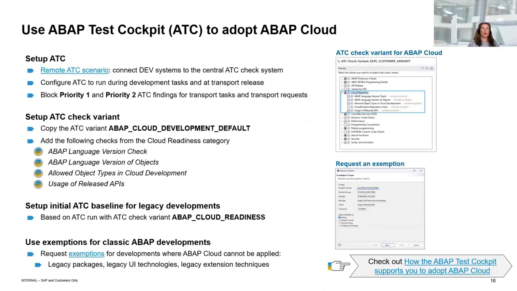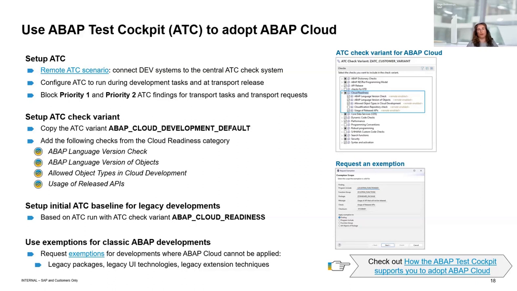And for development with ABAP cloud in this three-tier landscape, where you also have your legacy code, we propose to set up a central ABAP test cockpit to adopt ABAP cloud. This central ABAP test cockpit, you need to connect remotely to existing development systems in your landscape.